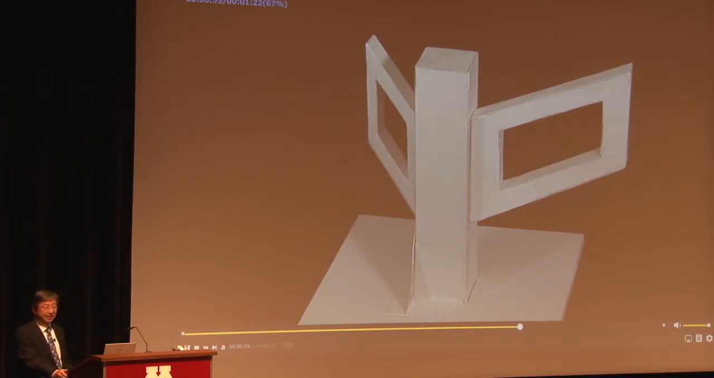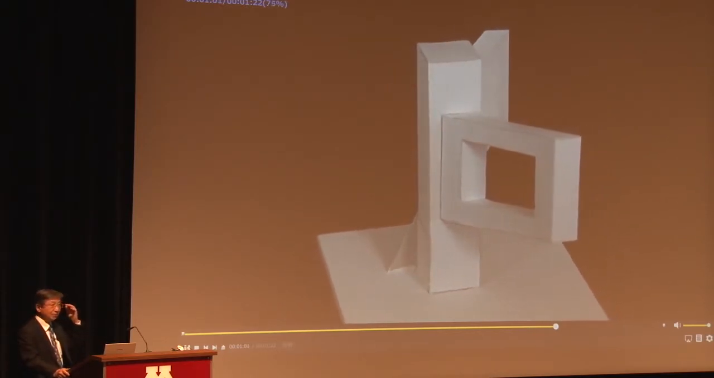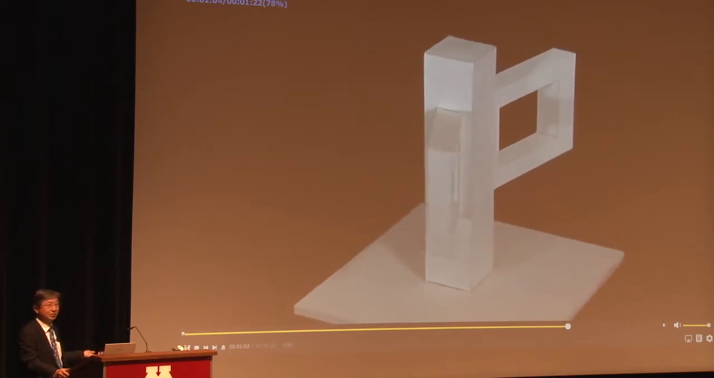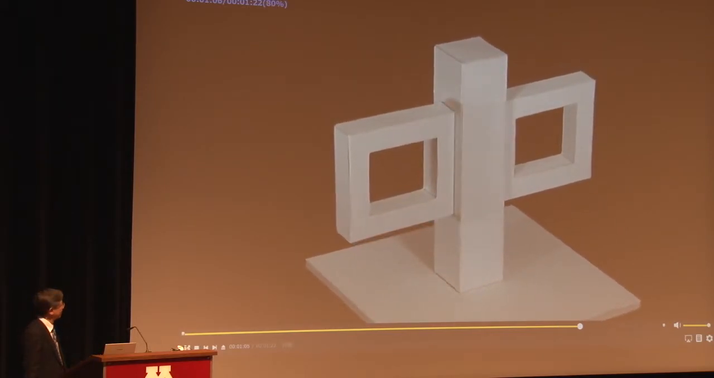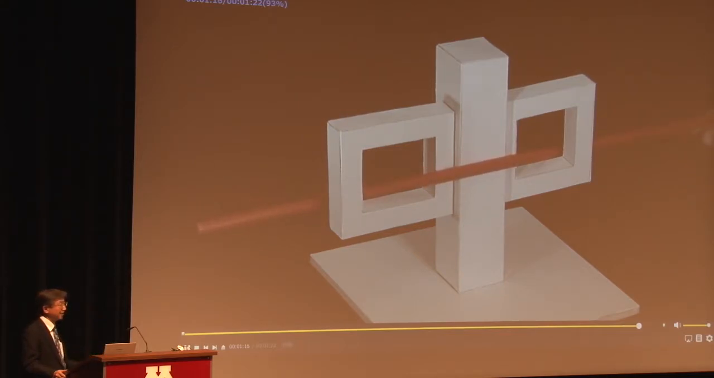But the interesting thing is that from this angle, we understand the true shape of the object. But if we rotate the object to the initial position, maybe for most of you, the brain perceives the rectangular object. And so we can enjoy the kind of illusion again and again.